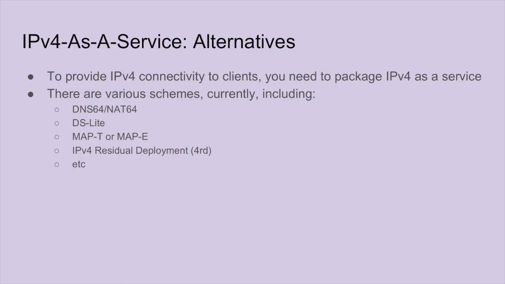Just some alternatives that are out there in the world to provide IPv4 connectivity to clients who need a package of IPv4 as a service, and some of the things that are done out there: DNS64, NAT64. DS Lite is enjoying some deployment, I think mostly in Europe. MAP-T and MAP-E, which I don't know a lot about, it's a Cisco thing. Anything to say about that? MAP is just a form of what people think of as NAT. One's just doing encapsulation, one's doing translation.